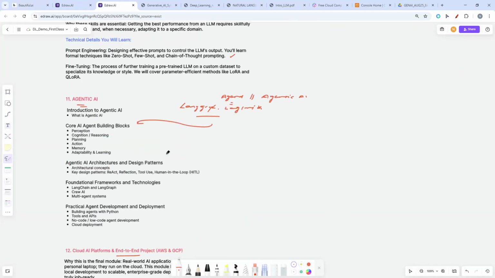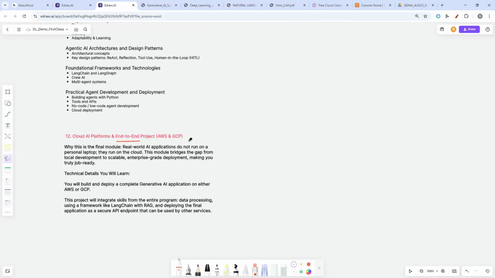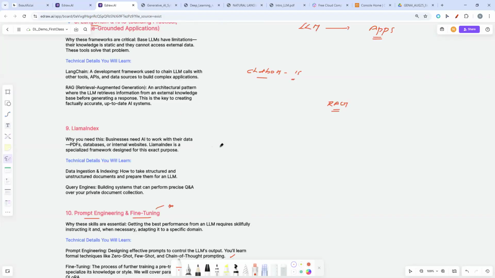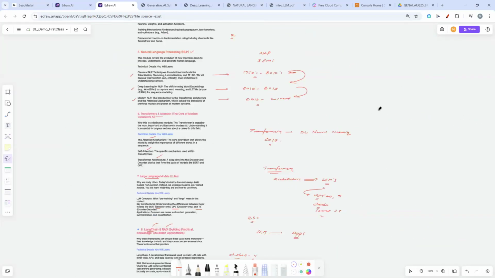And yeah, agentic AI and cloud platform, where you'll understand the fundamentals of cloud, what is AWS, what is GCP, and how to build a chatbot or any kind of AI application using AWS and GCP. So at this point of time, this is the course curriculum.